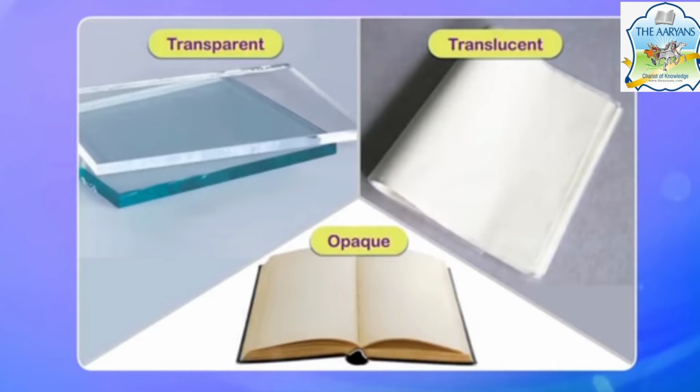And these are also some other properties of matter. First, transparent, as you can see in the picture, it is transparent, which means through it you can see clearly. Second one is translucent, like butter paper. You can see, but not clearly. And third one is opaque. You cannot see, no light can pass through it. That is known as opaque.